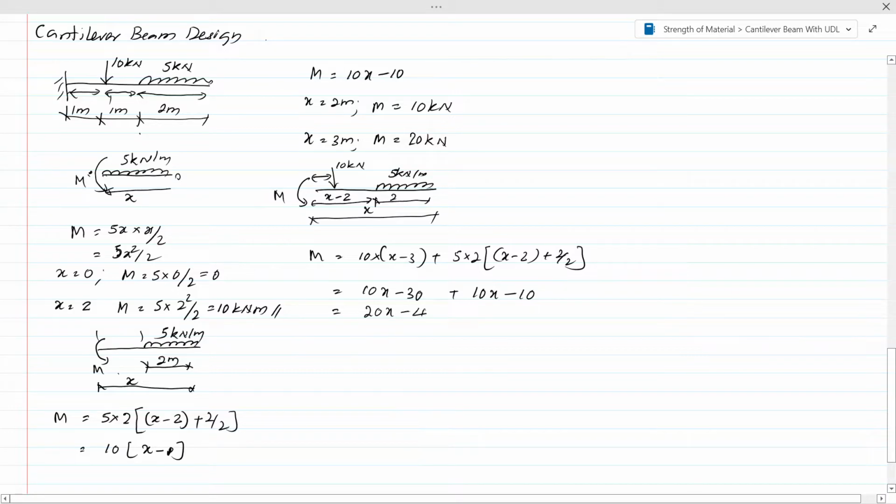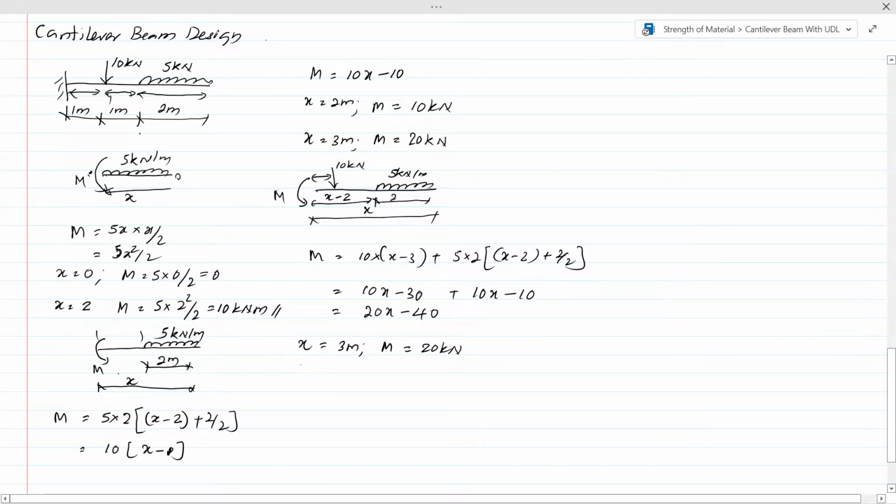20x minus 40. Let's see the bending moments at each point. When x is equal to 3 meters, that is where the point load is. What's the bending moment? From this equation, M equals 20x minus 40. When you put 3 in, 20 times 3 is 60. 60 minus 40, 20 kilonewton meters.